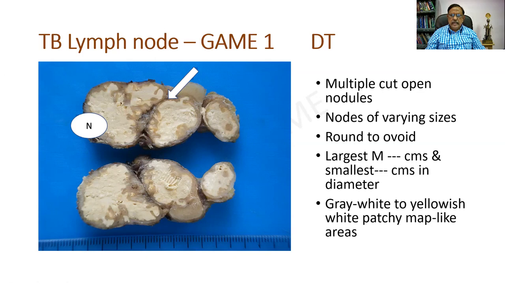The external surface will be bosselated, smooth, and gray-white. The cut surface shows irregular map-like areas, which are grayish-white to grayish-yellow, which indicate the areas of necrosis. So N incidentally means the necrosis. Also, there is an arrow pointing to the junction between the two adjacent nodes. This is what we call matting of the nodes due to perinodal fibrosis.